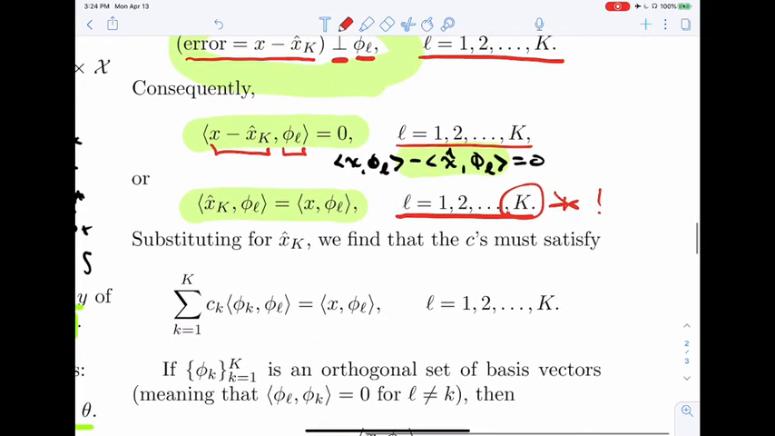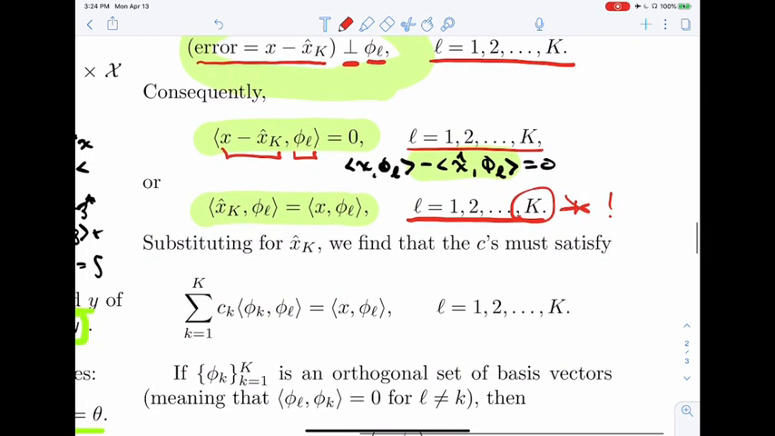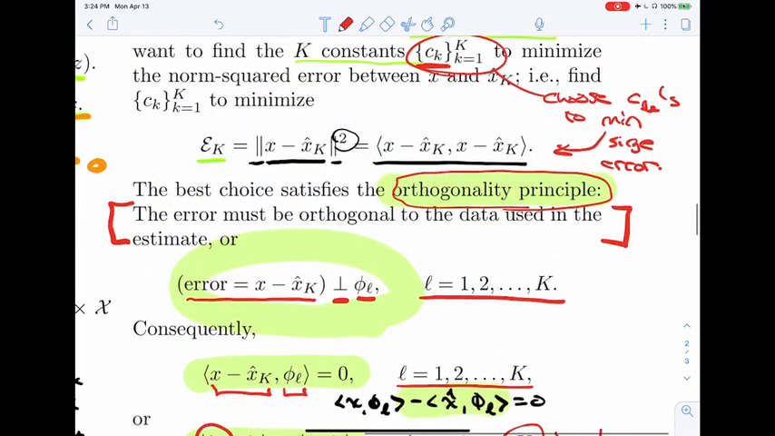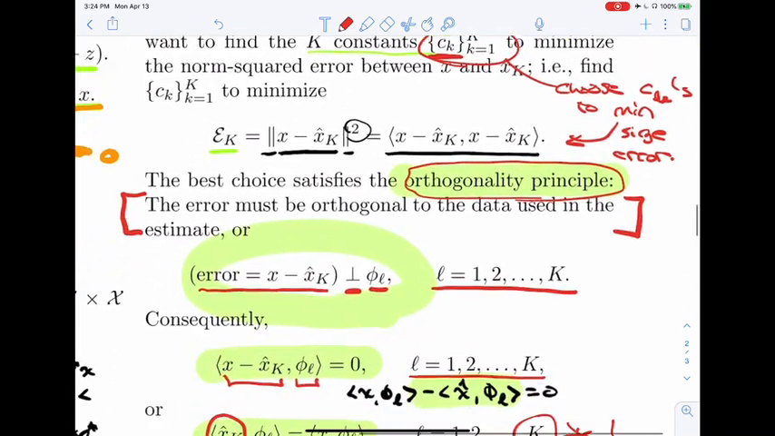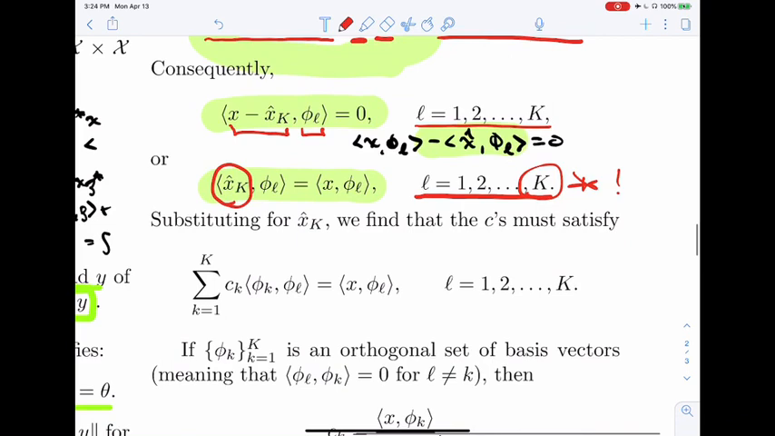I don't see the cap K unknowns yet, but I can get them by substituting in for this x hat sub cap K. What is x hat sub cap K? If I go up just a little bit, I see it's the sum of scaled c sub k phi sub k's. So I move my way back down here, and I put into this spot my sum of c sub k phi sub k's, a sum on little k going from 1 to cap K. Now I have an inner product of a sum of stuff with phi L being equal to the inner product of x with phi L.